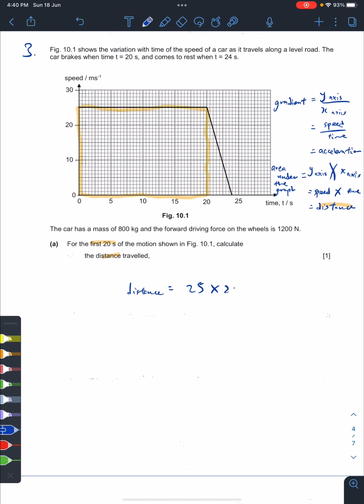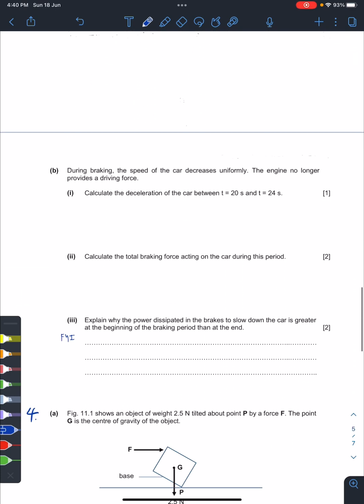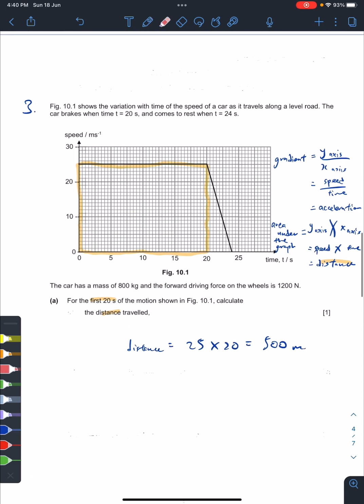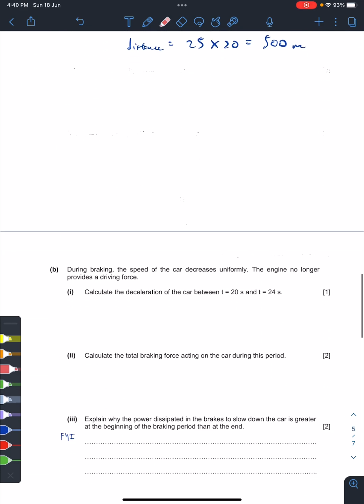$25 times 20 equal to 500 meter. Cool. Okay, next. During braking, which is the last 5 seconds. Braking means what? You are decelerating. Means you're slowing down. Braking.